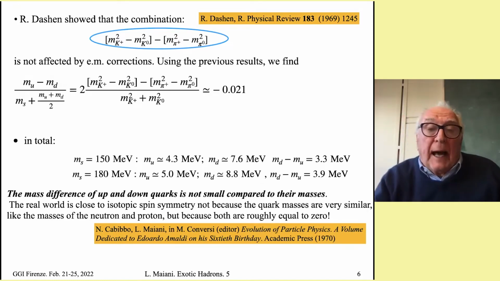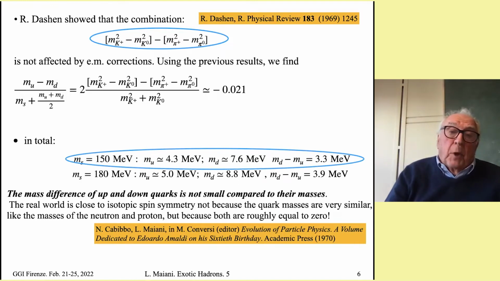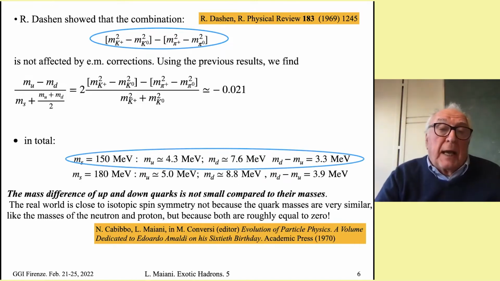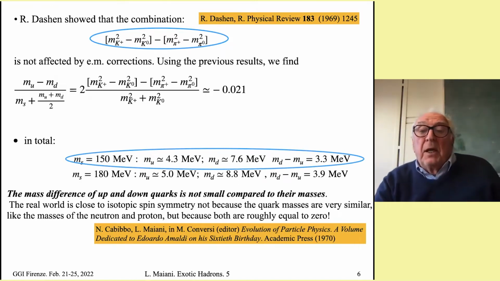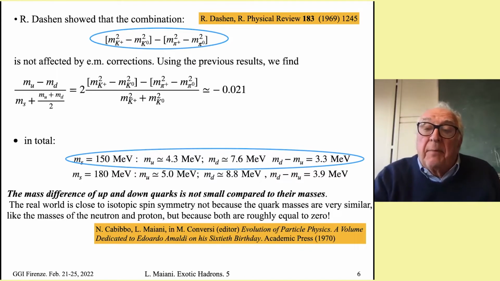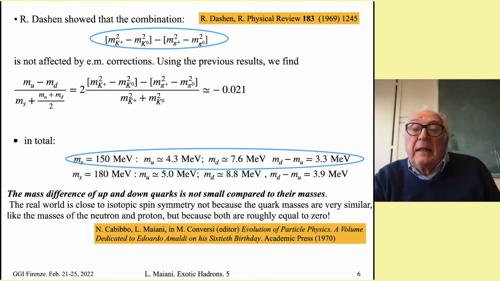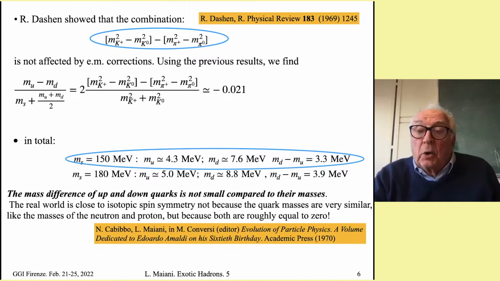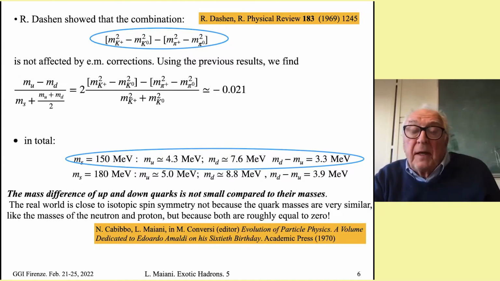And in total now, using MS equal to 150 MeV, you obtain two values for the mass of the up and down quark. The difference is 3.3 MeV, while individually the masses are very close to this difference. M-up turns out to be 4 MeV, and M-down about 7.6 MeV.